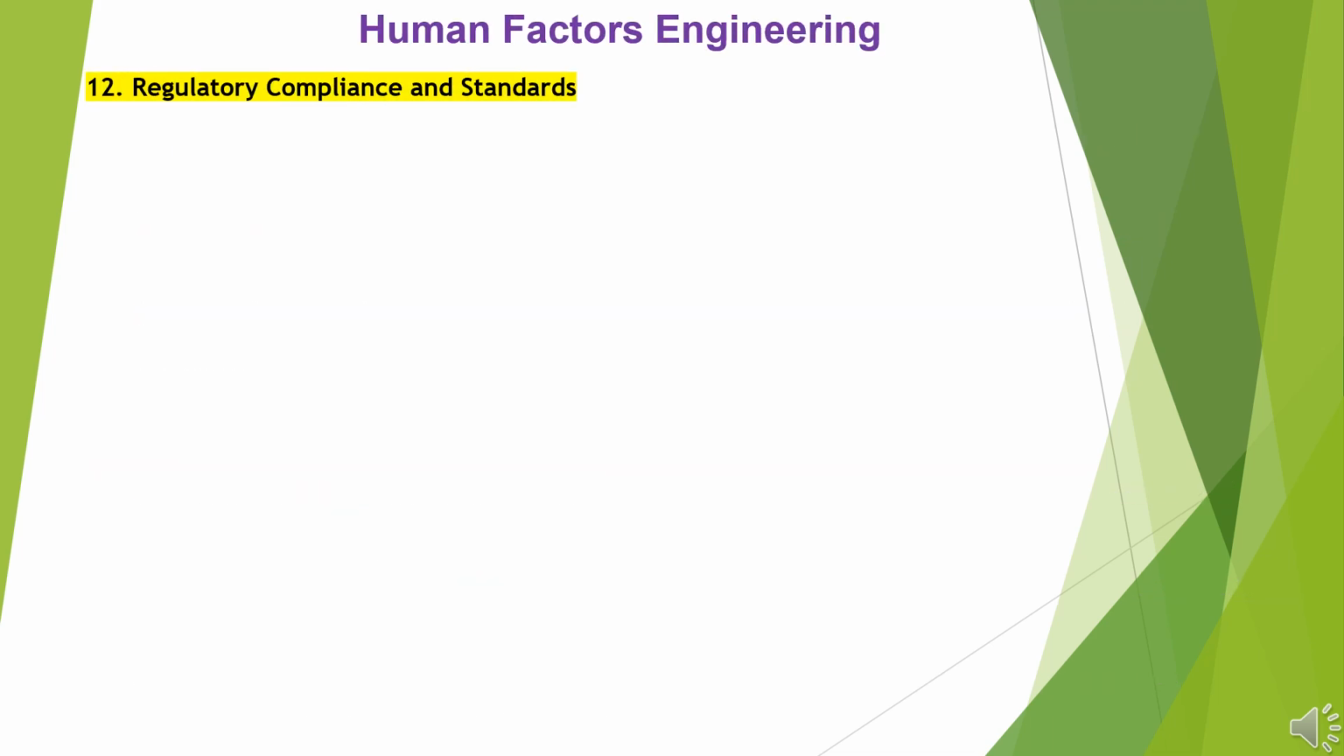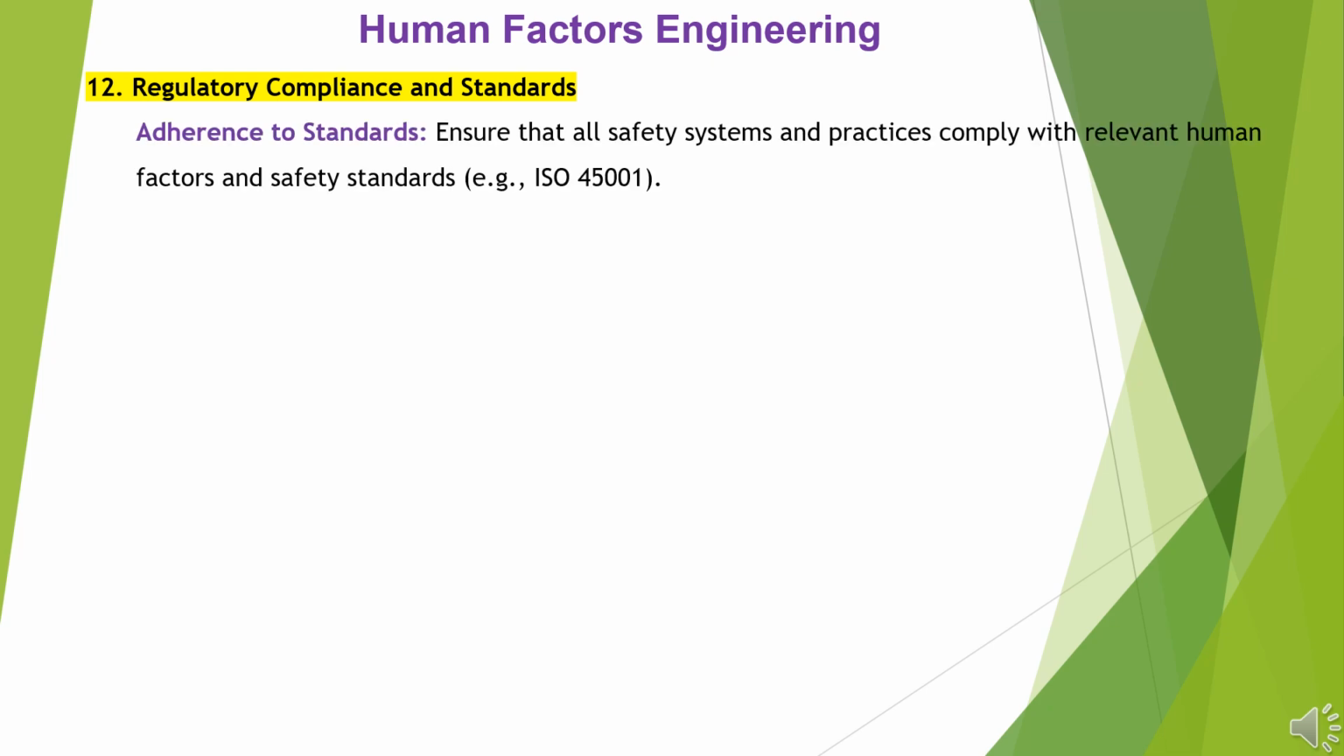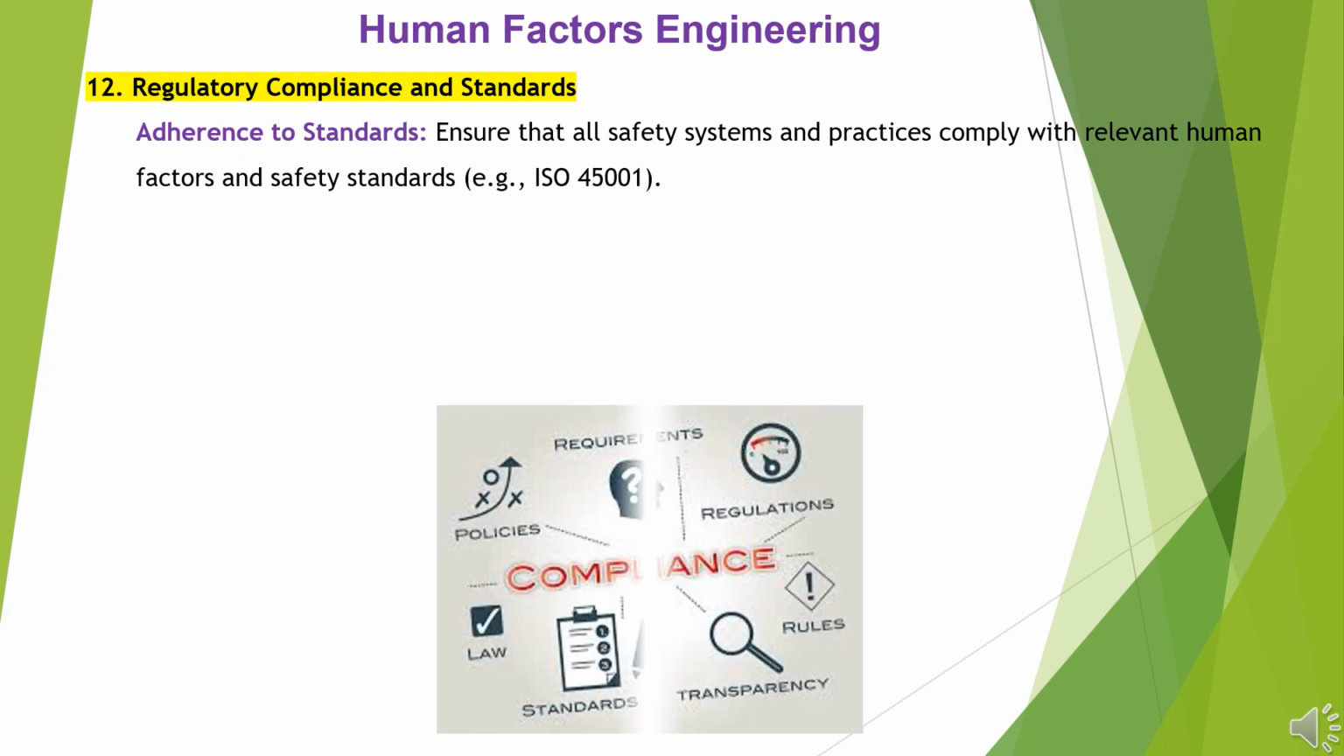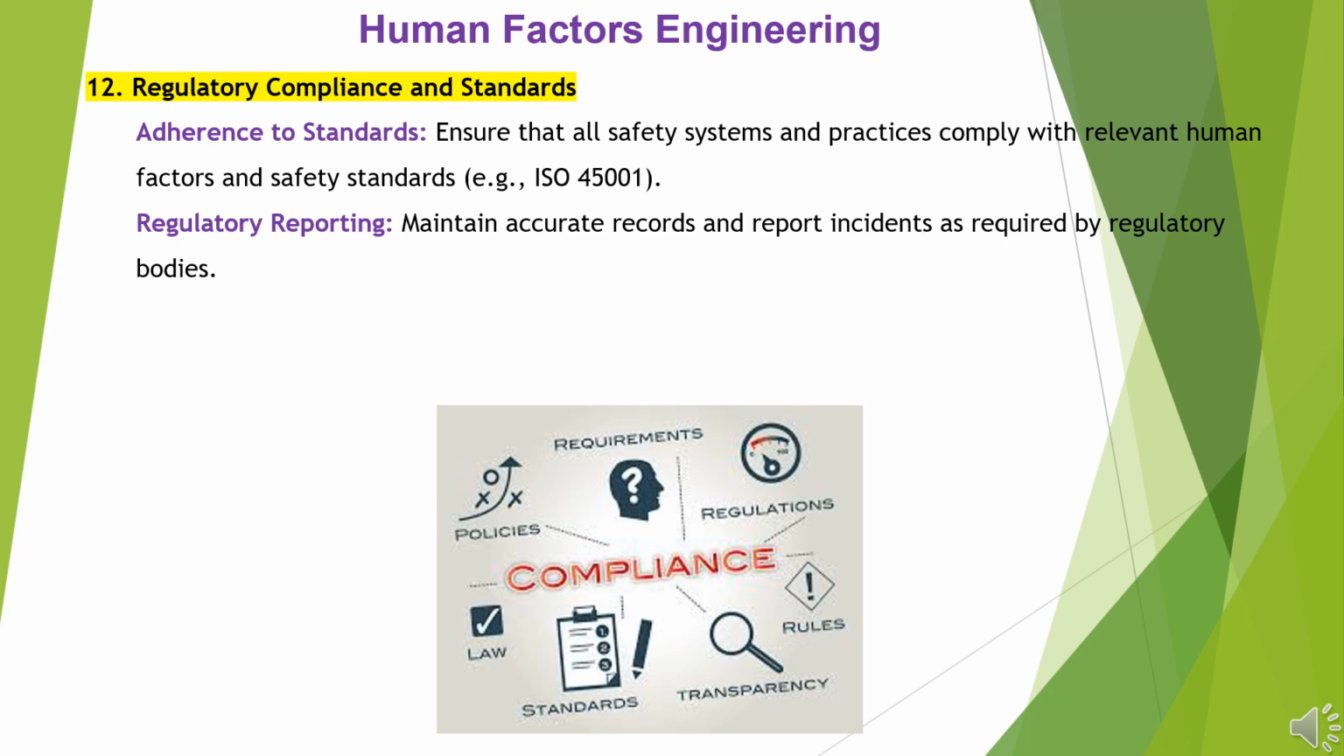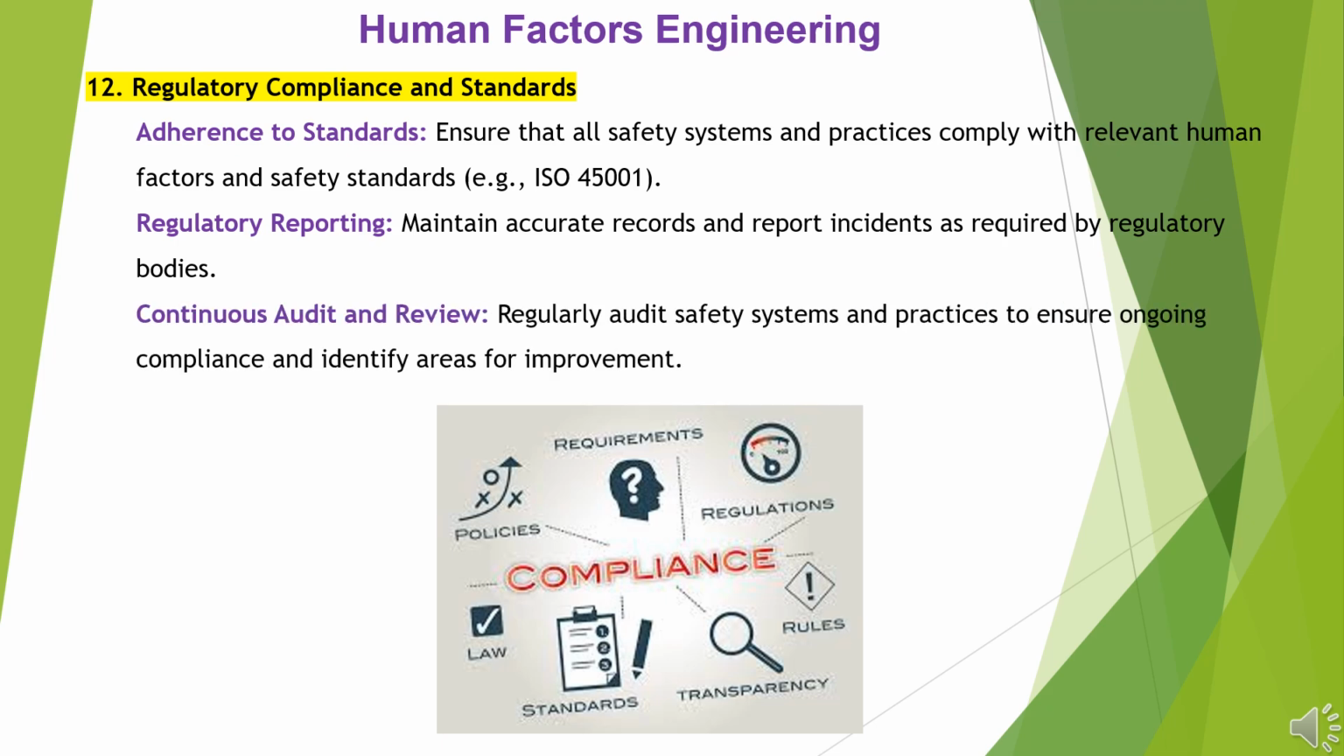12. Regulatory compliance and standards. Adherence to standards. Ensure that all safety systems and practices comply with relevant human factors and safety standards, e.g., ISO 45001. Regulatory reporting. Maintain accurate records and report incidents as required by regulatory bodies. Continuous audit and review. Regularly audit safety systems and practices to ensure ongoing compliance and identify areas for improvement.